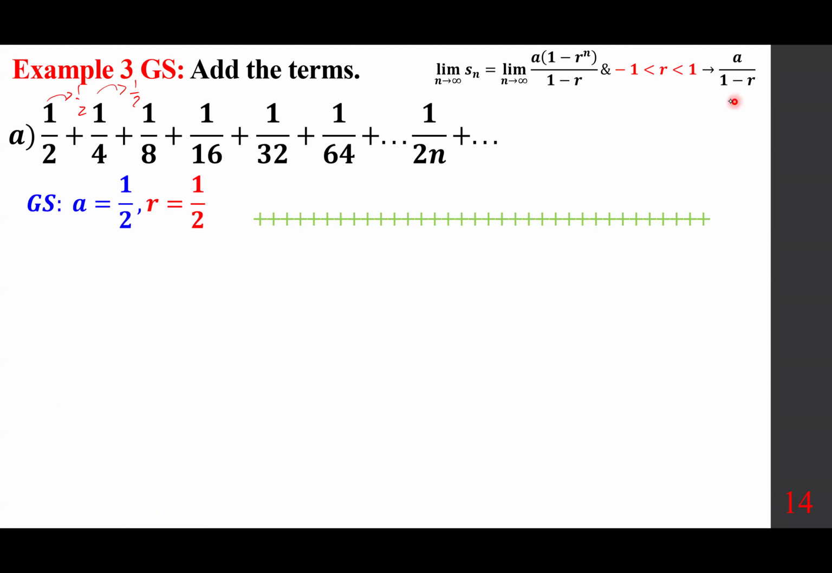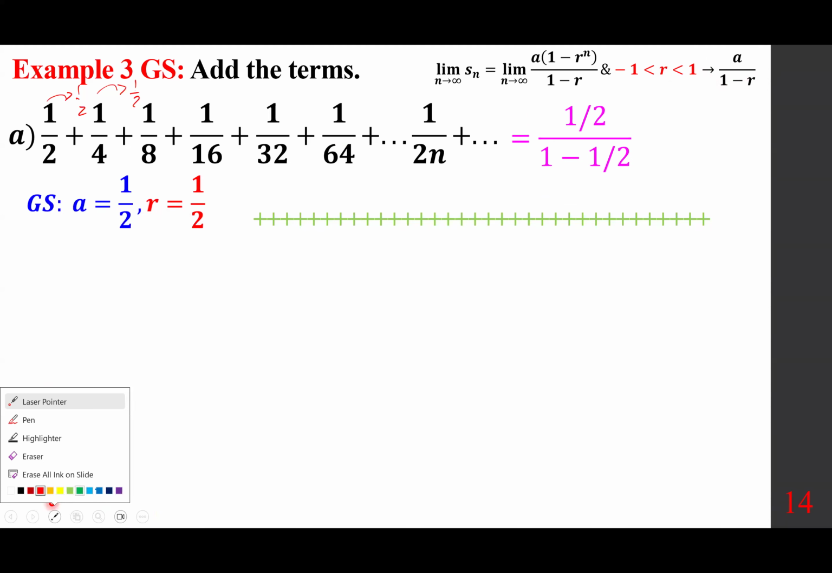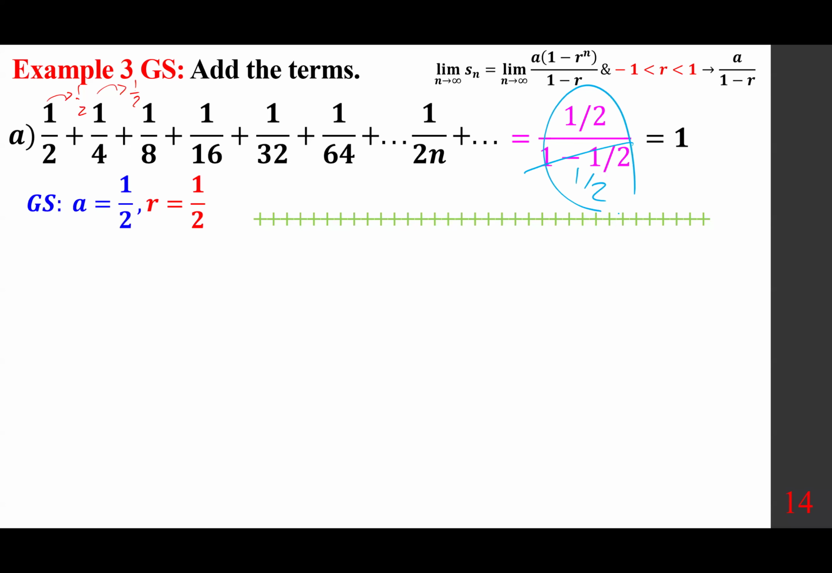Therefore, this sum is a over 1 minus r. So a over 1 minus r results in 1/2 over 1 minus 1/2. Also 1/2, the answer is 1. So very straightforward, everybody.